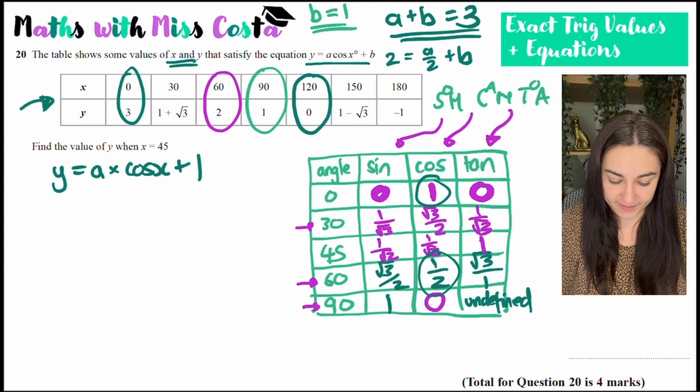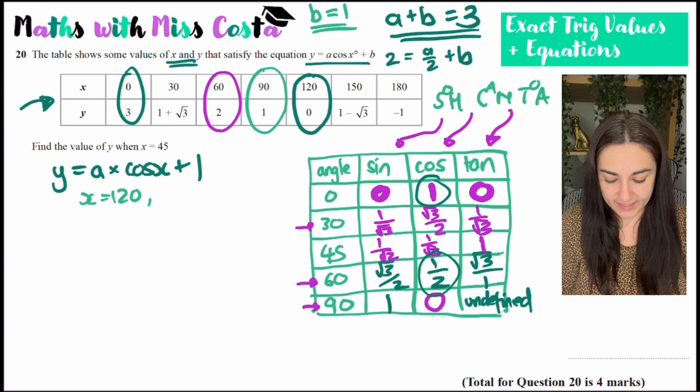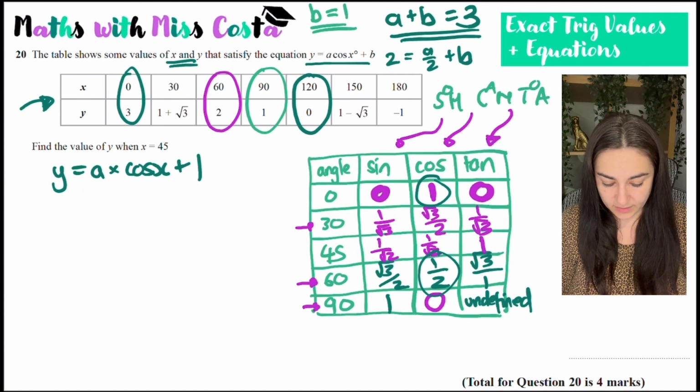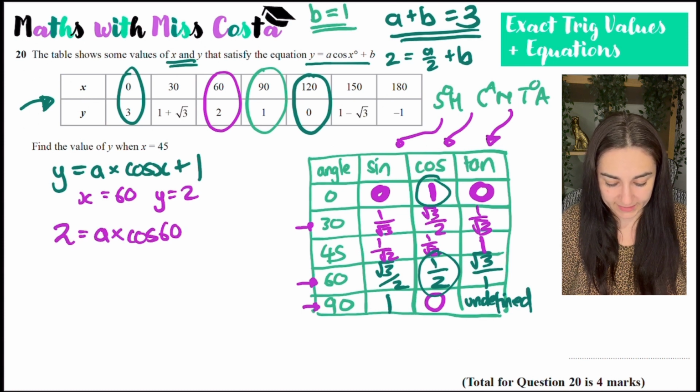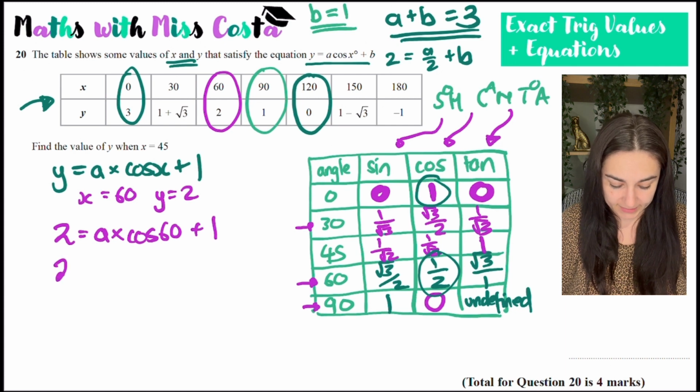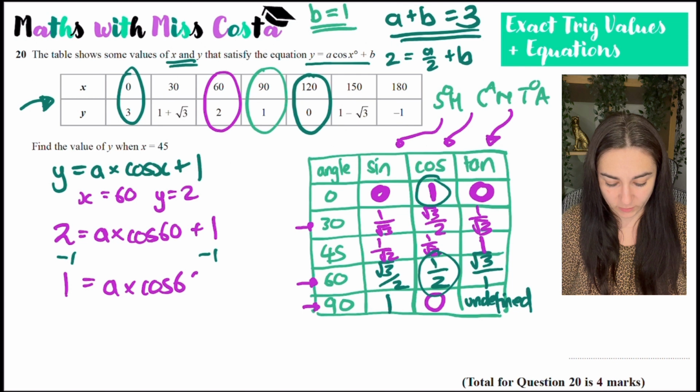So let's try this one. I know that when x is 120, or actually, you wouldn't know that value. So let's just try another one. Let's try 60 and 2 again. When x is 60, y is 2. So 2 equals a times by cos 60 plus 1. Actually, if I subtract 1, then I know that 1 equals a times by cos 60.